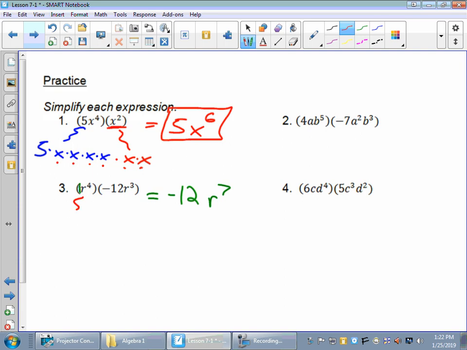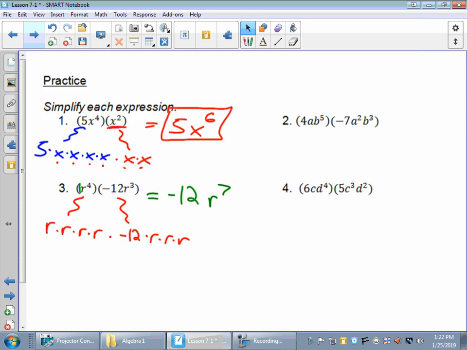This is the long way. We write it out. r to the 4th would be r times r times r times r. And then we're going to multiply here, negative 12, and then r times r times r. So again, we're looking at, hey, there's nothing here to multiply with negative 12, so that's just going to go right up there. And then how many r's? 1, 2, 3, 4, 5, 6, 7. And that's how we get our answer to be negative 12r to the 7th.